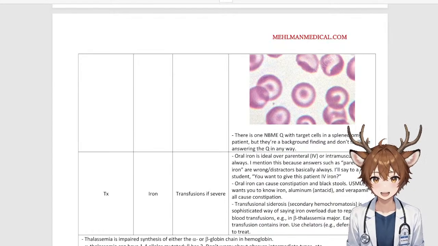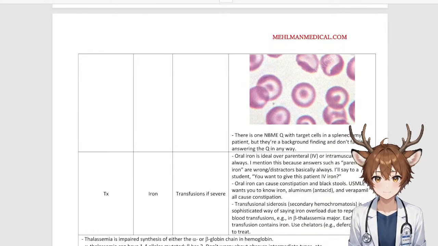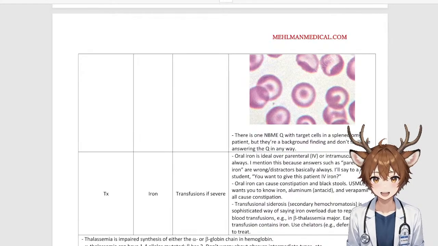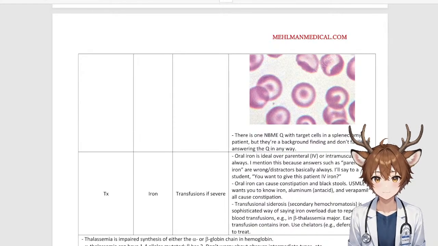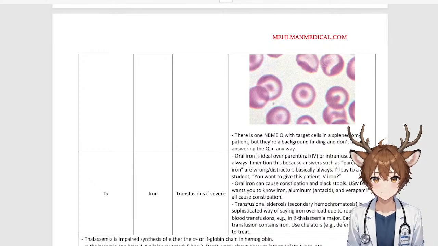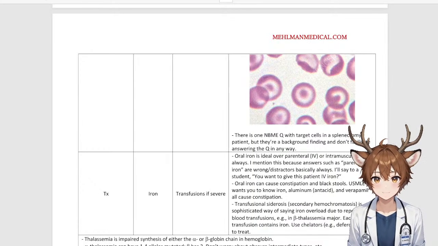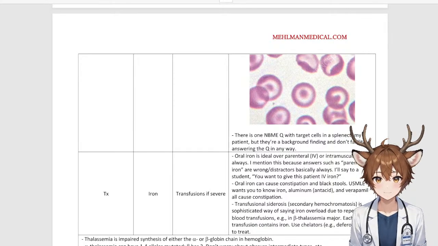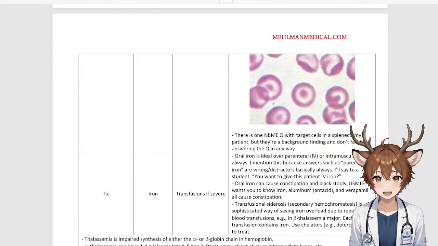What about the treatment? How do you treat iron deficiency anemia? Well, with iron. How do you treat thalassemia? Well, you do transfusions if severe. Oral iron is ideal over parenteral IV or intramuscular iron always. I mention this because answers such as parenteral iron are wrong, distractors basically always. I'll say to a student, you want to give the patient IV iron? Oral iron, yeah, right?